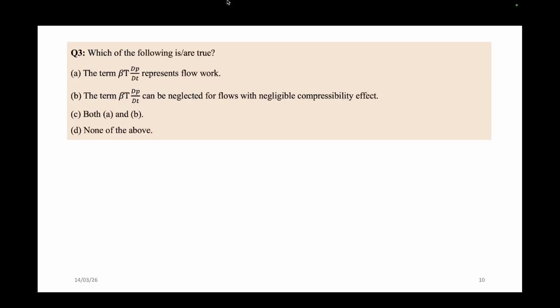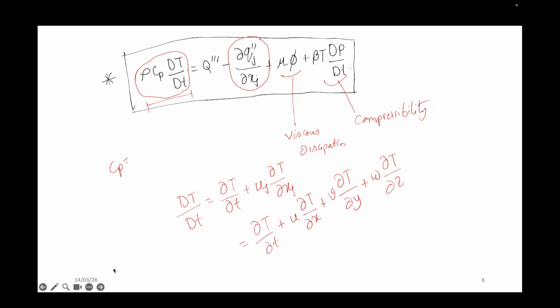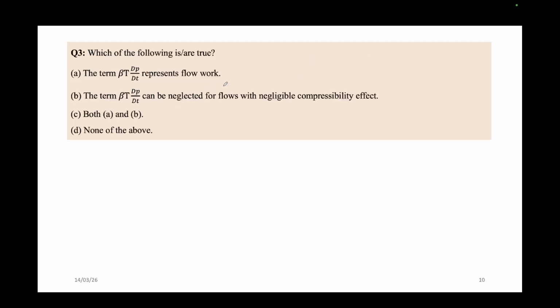As I discussed in an earlier slide, this term in the question is basically the compressibility or flow work term, which we will neglect, right? The question is simple: what does this term represent? This term represents flow work, it is correct. This term can be neglected for flow with negligible compressible effect. If this beta is negligible, then this whole term should be negligible. Say the value of beta tends to 0, say 0.001. Whatever you multiply with it will come out very, very small. So option B is also correct. So both A and B are correct, which is option C.